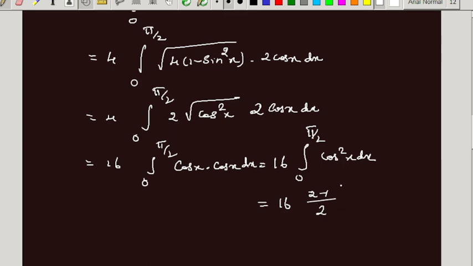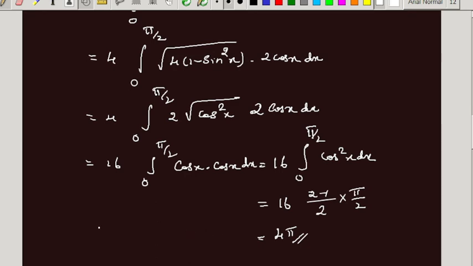So if we subtract further, it becomes 0. So what must we do? We get 1 by 2 here. When we get 1 by 2, we should multiply by pi by 2. So if we simplify this one, we get the answer 4 pi.